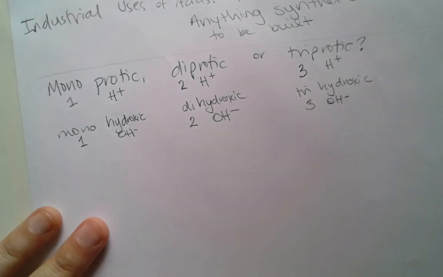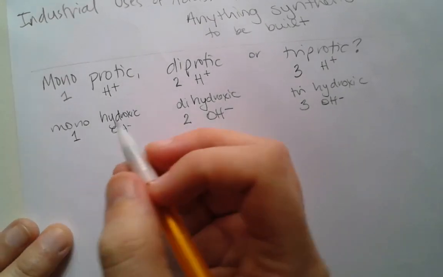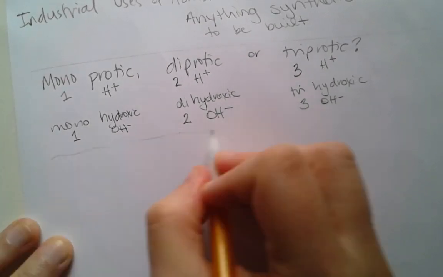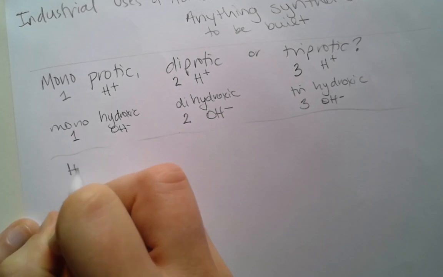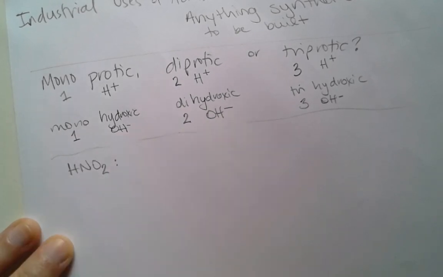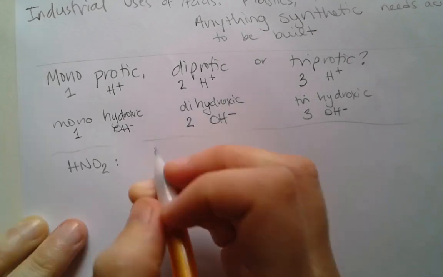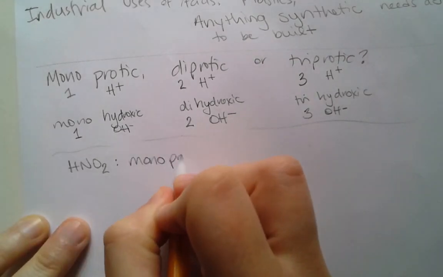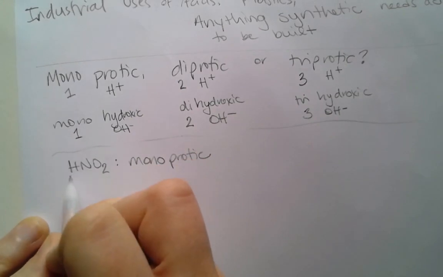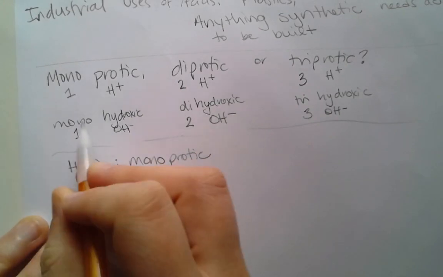Alright, let's try this out. HNO2. Does it start with an H or end with an OH? It starts with an H. How many H's are there? Just 1. 1 H, that is monoprotic. Starts with an H, there's just one of them. 1 H, monoprotic.